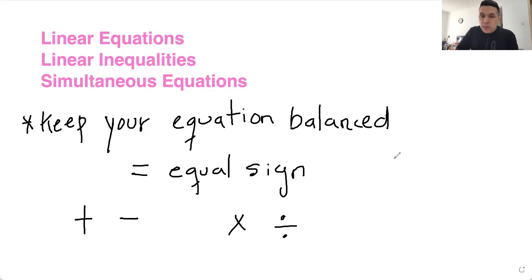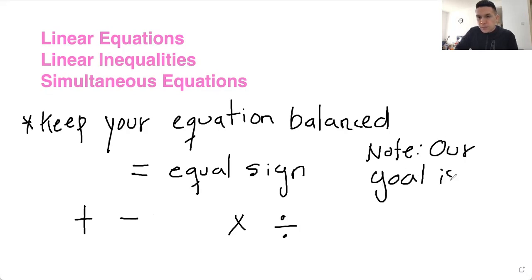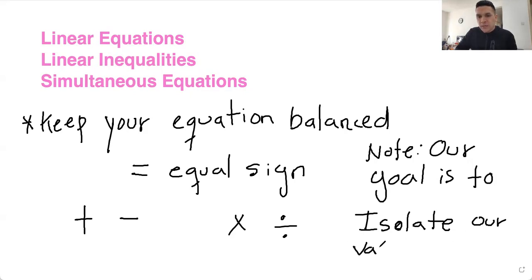To isolate. Our goal, let's write it right here, note. Our goal is to isolate. You want to remember this word: isolate our variable, whether it's x, p, y, t, any variable, or pronumeral, same thing. All right, let's do some examples.